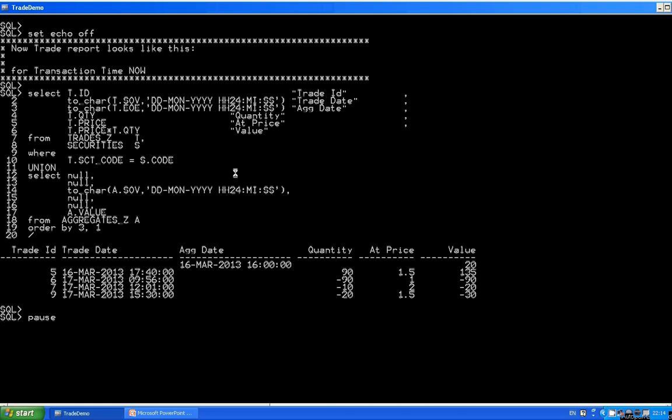If we run the report at the time of trade 9, we see that we've got one aggregate and 4 trades: the fifth trade that occurred after 5 p.m. on the first day, and the 3 trades that we've just received today.